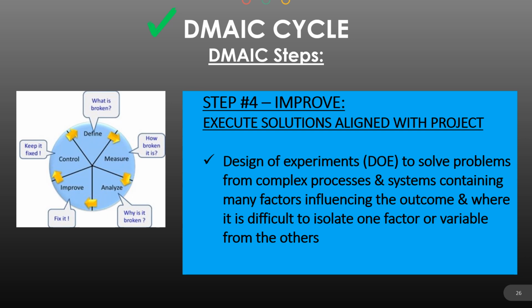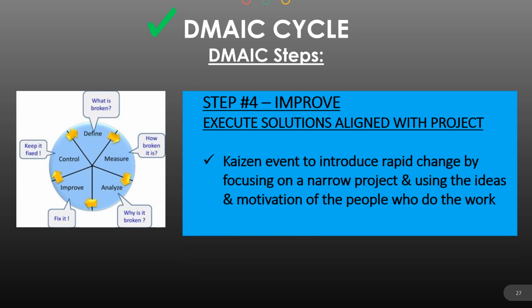Step 4. Improve. Execute solutions aligned with the project. Design of experiments, DOE, to solve problems from complex processes and systems containing many factors influencing the outcome and where it is difficult to isolate one factor or variable from the others. Kaizen event to introduce rapid change by focusing on a narrow project and using the ideas and motivation of the people who do the work.